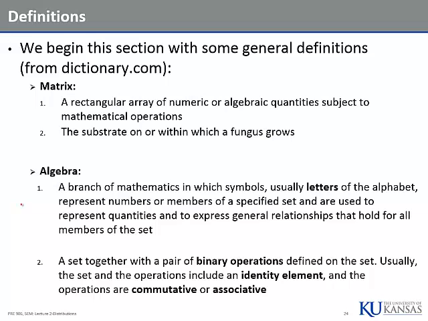Here we go. So, starting over. Let's start with definitions. Again, what is a matrix? A matrix is a rectangular array of numeric or algebraic quantities subject to mathematical operations. It's a box of data. It's also a substrate on or within which a fungus grows. I didn't know that. Use that at your next trivia. The matrix is where fungus grows. I'll try to keep this fungus free.